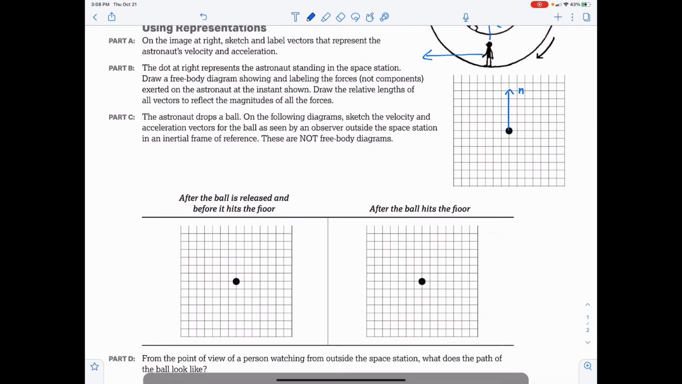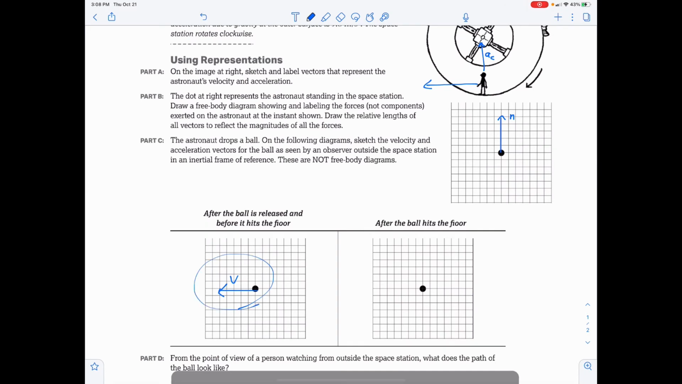Well, in the first diagram, we're looking at after the ball is released before it hits the floor. If the person has a velocity directly to the left, that means the ball has the exact same velocity directly to the left. So in other words, the ball's velocity should match the person's velocity because they're in the same reference frame. After the ball hits the floor.